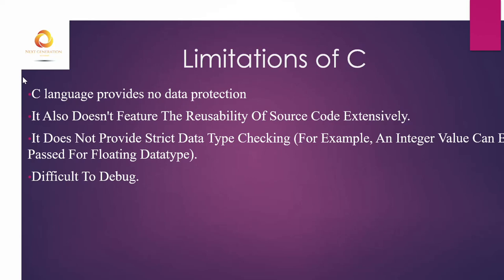To overcome these limitations, the first and most important thing is that the C language provides no data protection. There is no data security in the C language. It also doesn't feature reusability of source code because it is not object-oriented programming. C is a structured programming language, and the feature of source code reusability is only available in object-oriented programming.